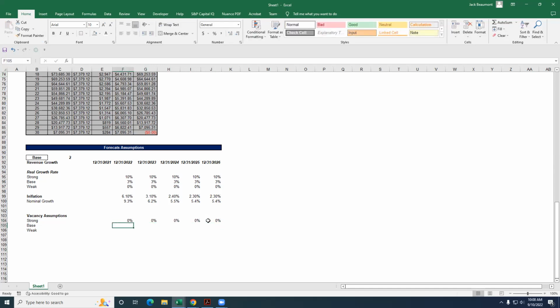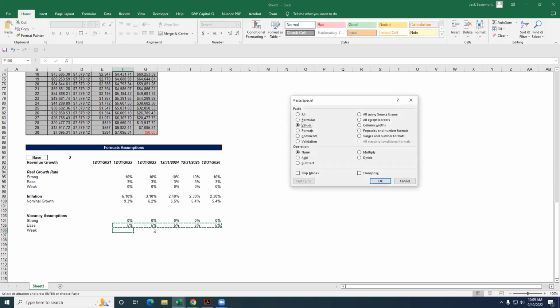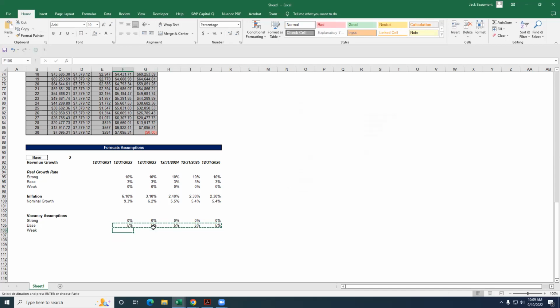Base, let's build in a 5% vacancy. Okay, so we're good there. Let's build in 5%, and then 5, 5, 5, 5. And then weak, let's say 10%. Let's format it, and then let's do 10.